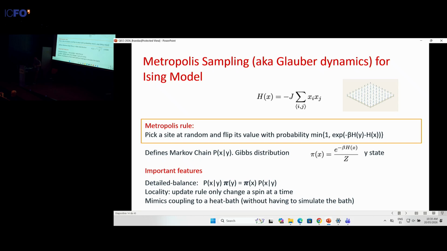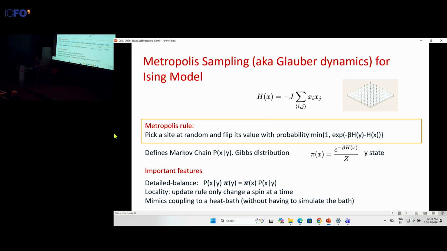So this defines a Markov chain. Given a configuration Y, the Markov chain gives you the probability of going to a configuration X. And you can show that the stationary distribution of this Markov chain, which is the distribution that you get eventually if you apply it for long enough, is the Gibbs state that you care about, this guy here.